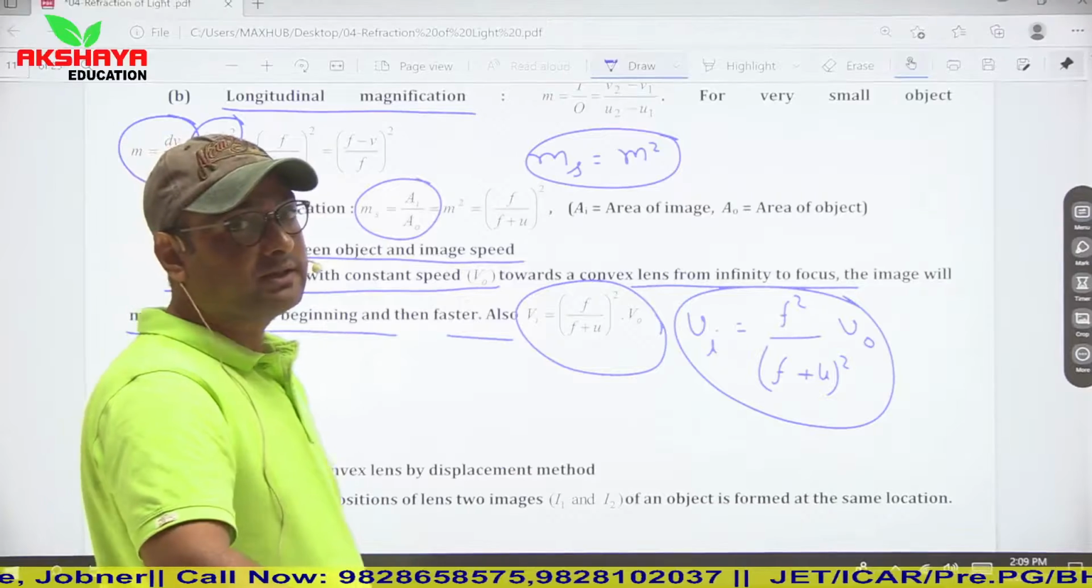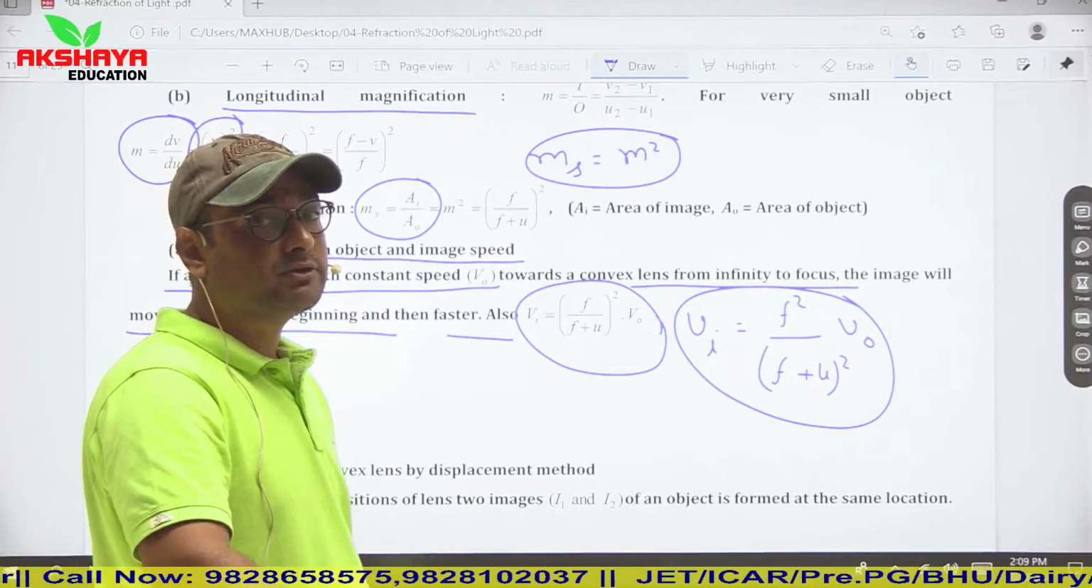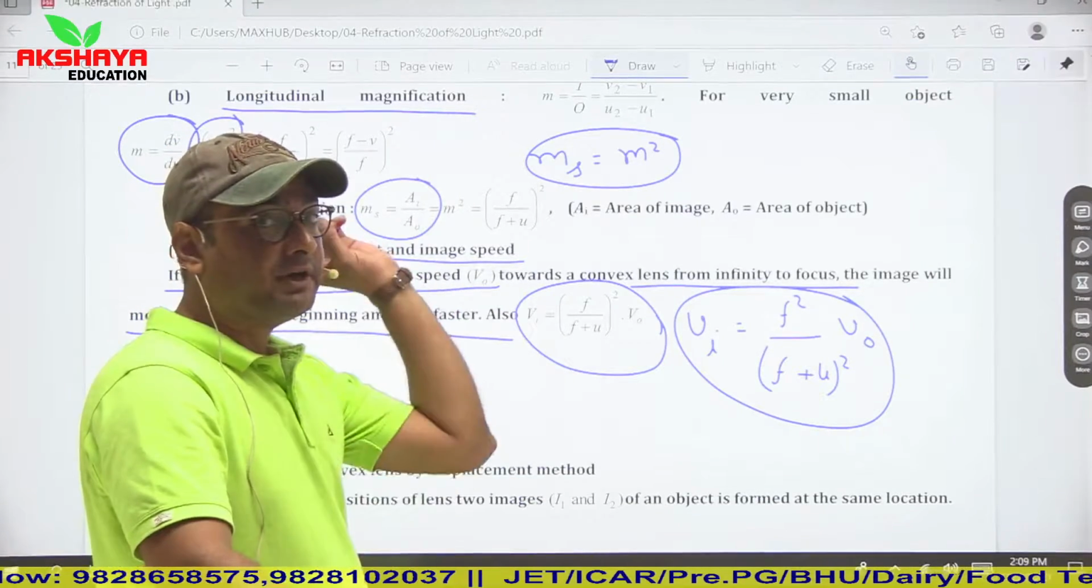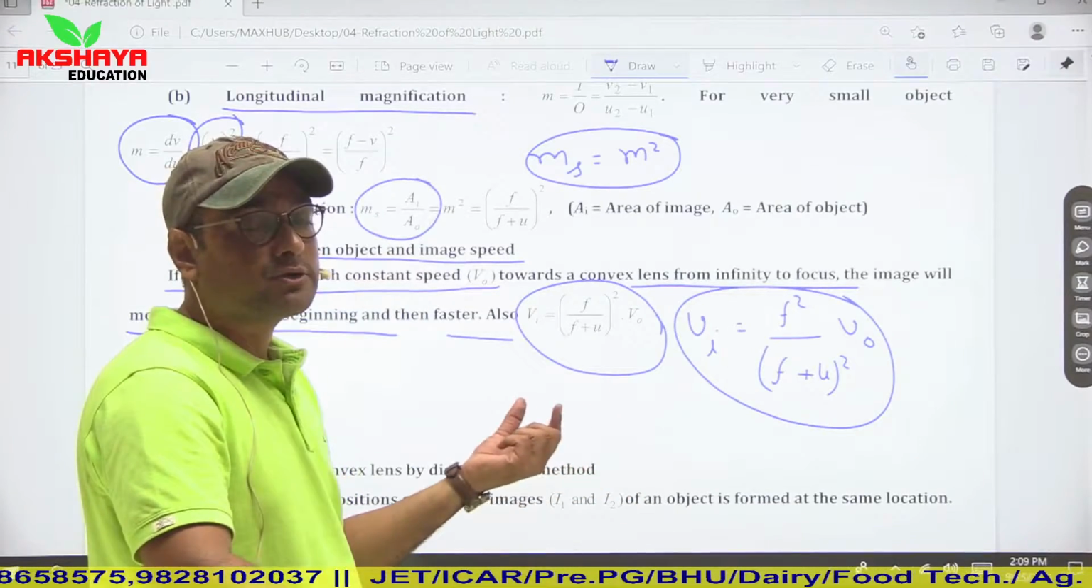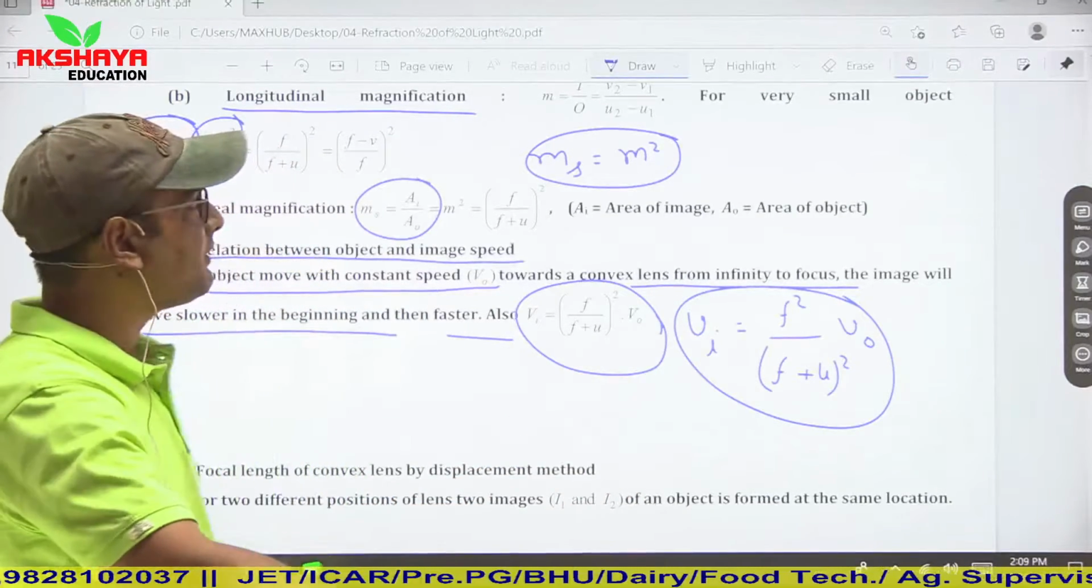So we can say that when an object moves towards the lens from infinity, initially its image will move slowly, and after that it moves faster.